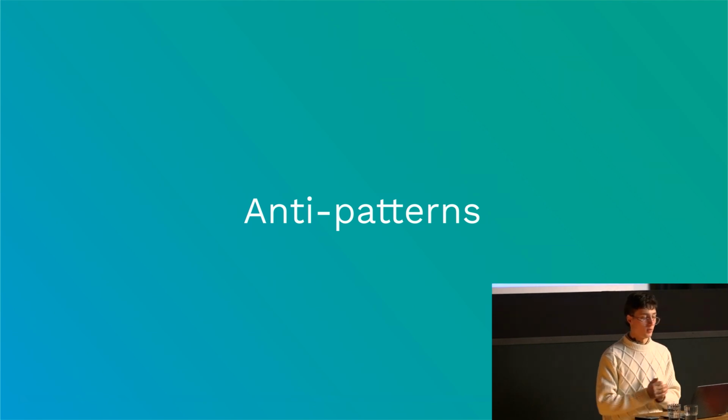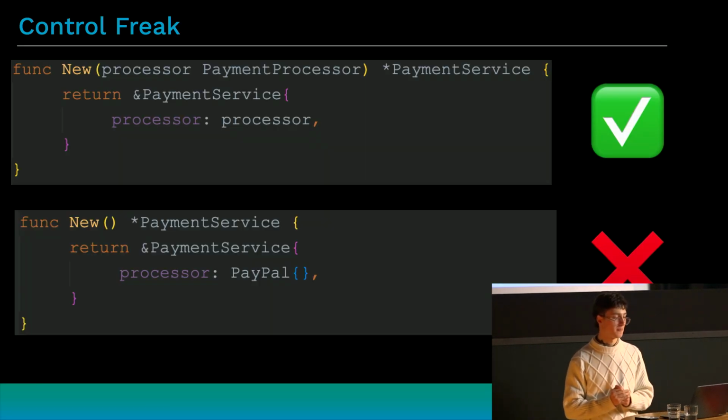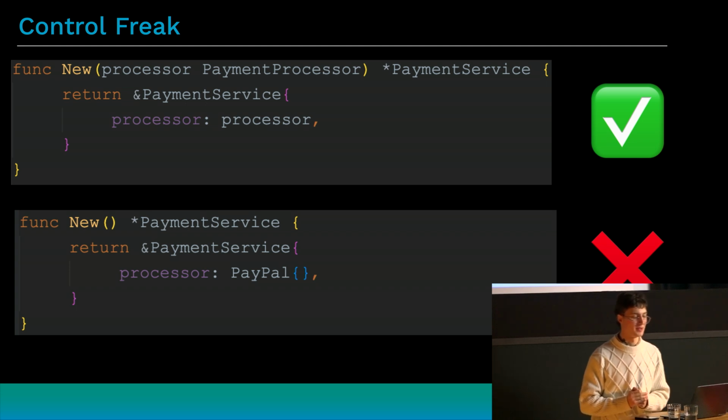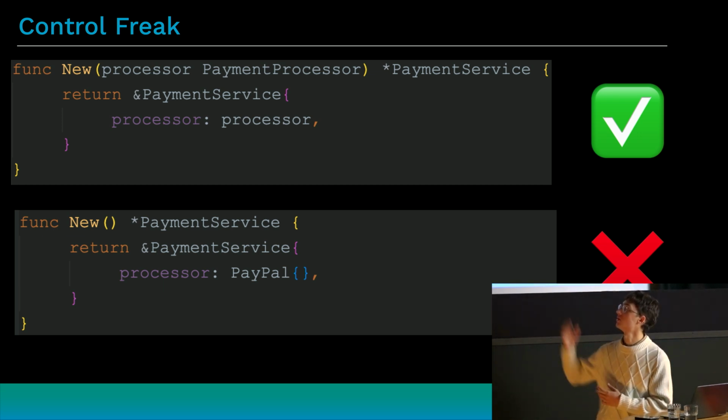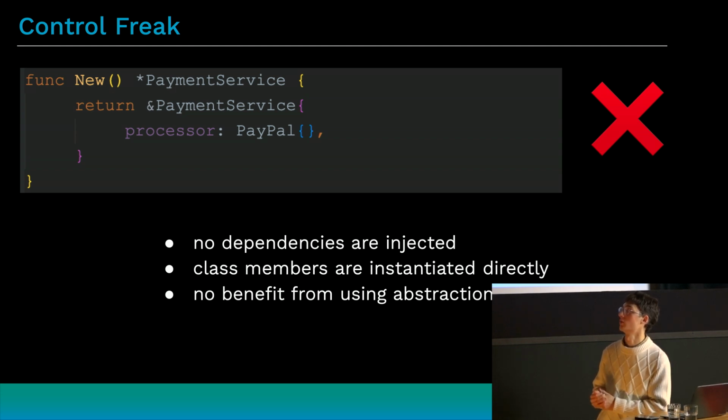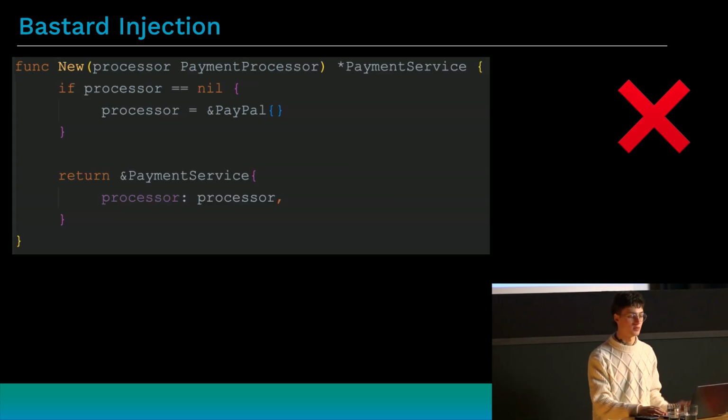Anti-patterns. Well, the first and the most, let's say, popular in a bad sense anti-pattern is control freak. It's when we don't really create a structure with our provided abstraction, but we hard code the implementation of the abstraction that's going to be used in our payment service. So now no dependencies are injected, class members are initiated directly, and we definitely have no benefits from using abstractions. That's an anti-pattern.